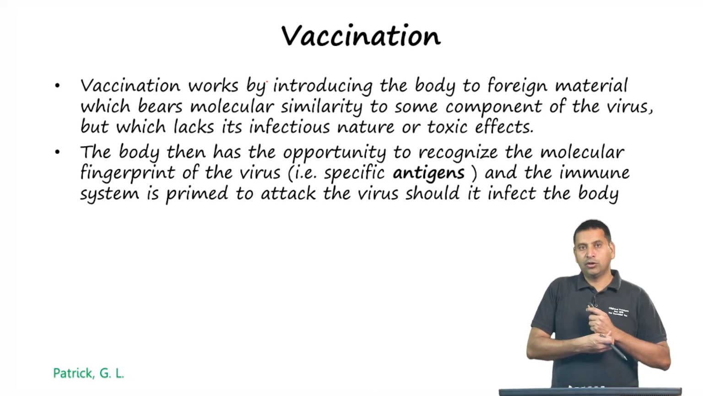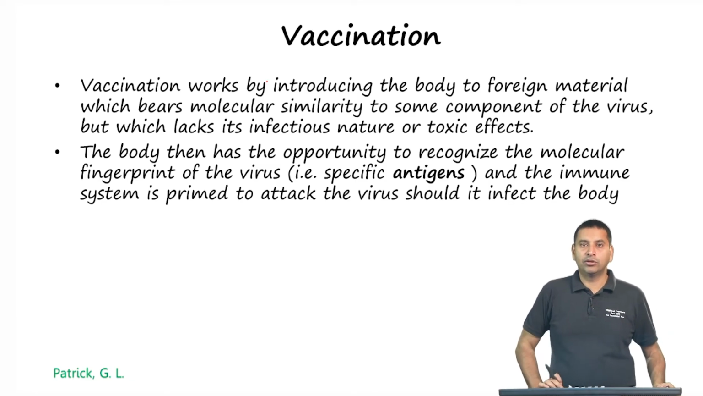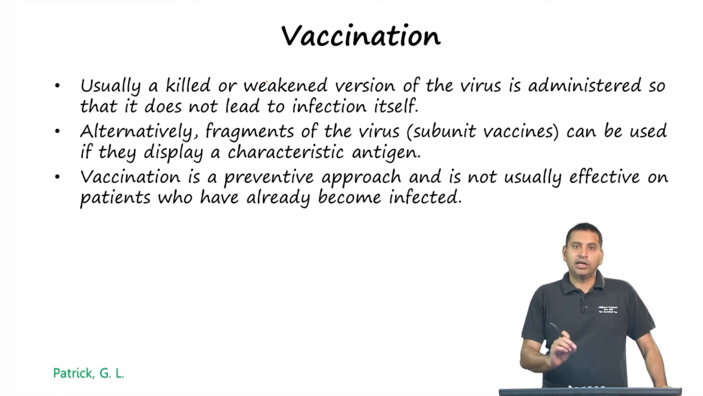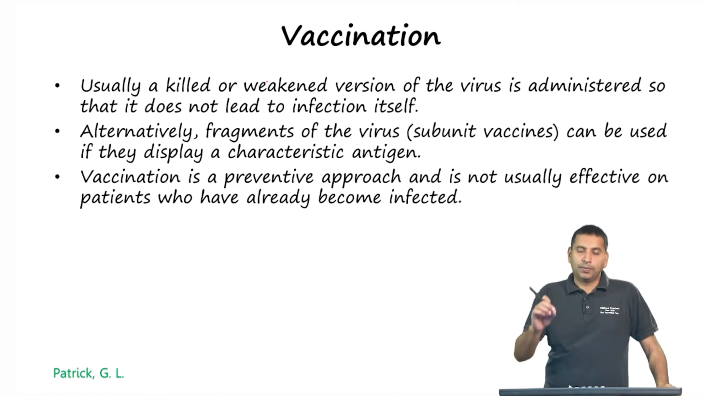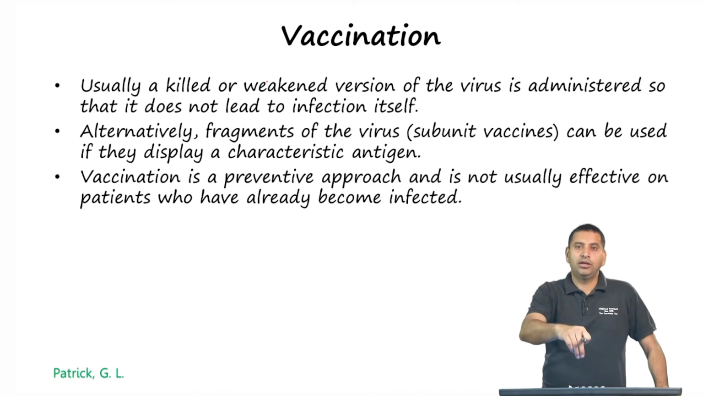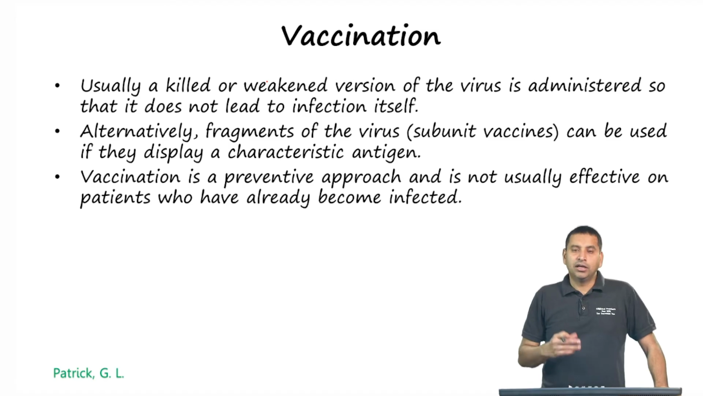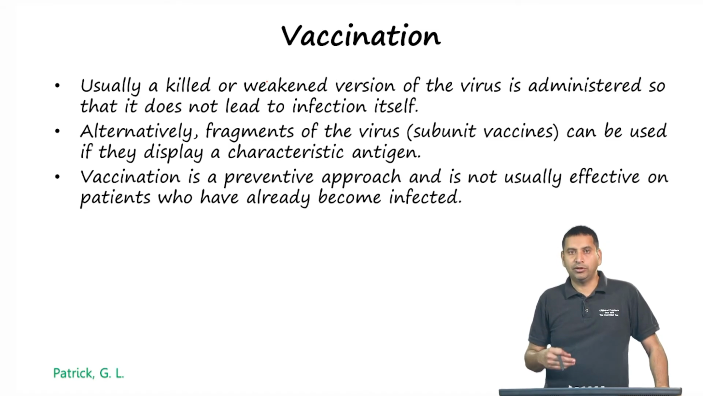So, this is one of the ways in which we can effectively counter viruses. This vaccine can also contain a killed or weakened version of the virus. Therefore, this itself will not lead to infection, but it can introduce into the body a structure which is now going to be recognized by our immune system to produce the corresponding antibody. There could also be fragments of the virus, known as subunit vaccines, which can be used.